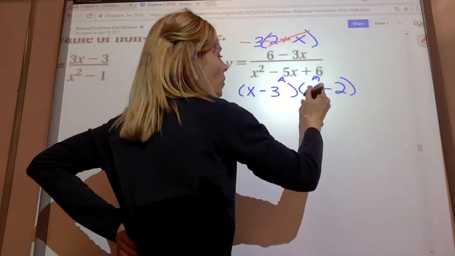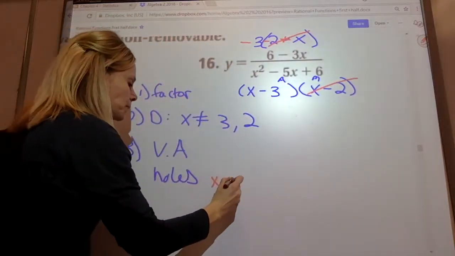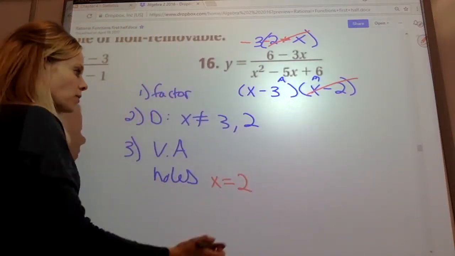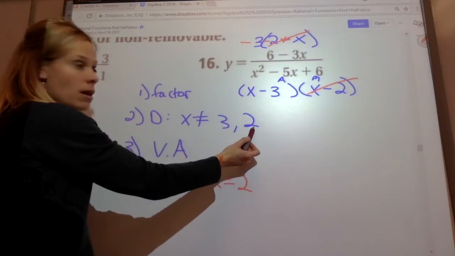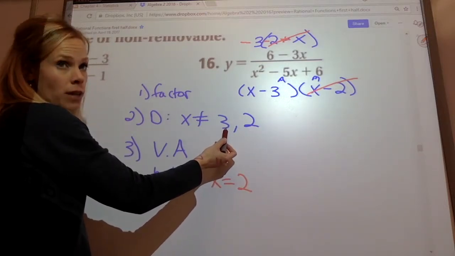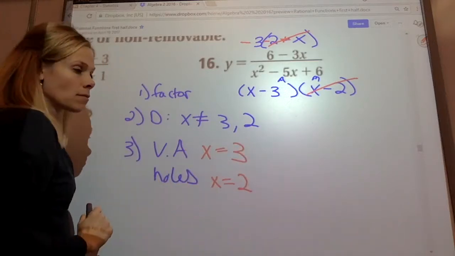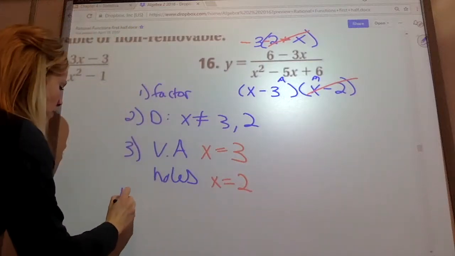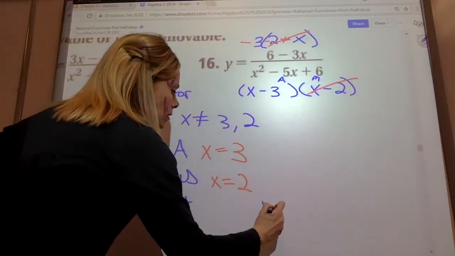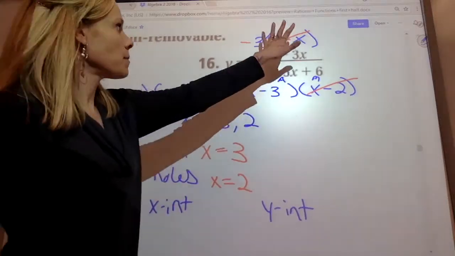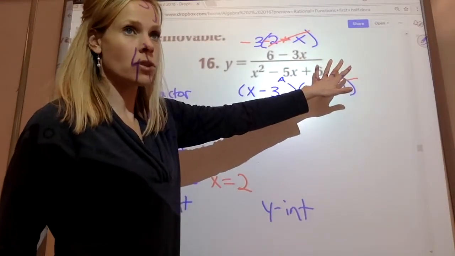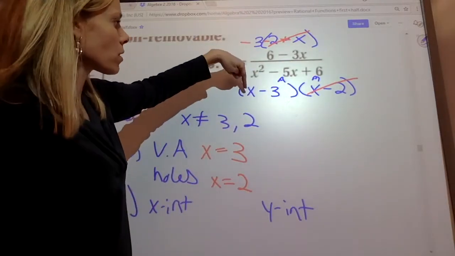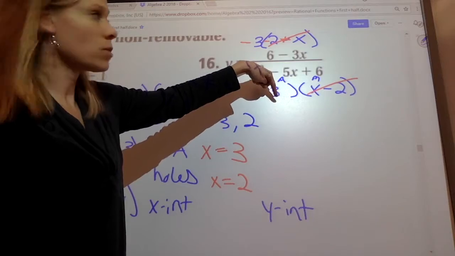So I have a hole where? At 2, because 2 minus 2 is 0. Therefore, if the 2 is a hole, then this 3 must be the vertical asymptote. Now, for the x and y intercepts, this x minus 2 thing is gone. We crossed those off, okay? So when you're doing x and y intercepts, you're just looking at negative 3 over x minus 3. That's what you have left.